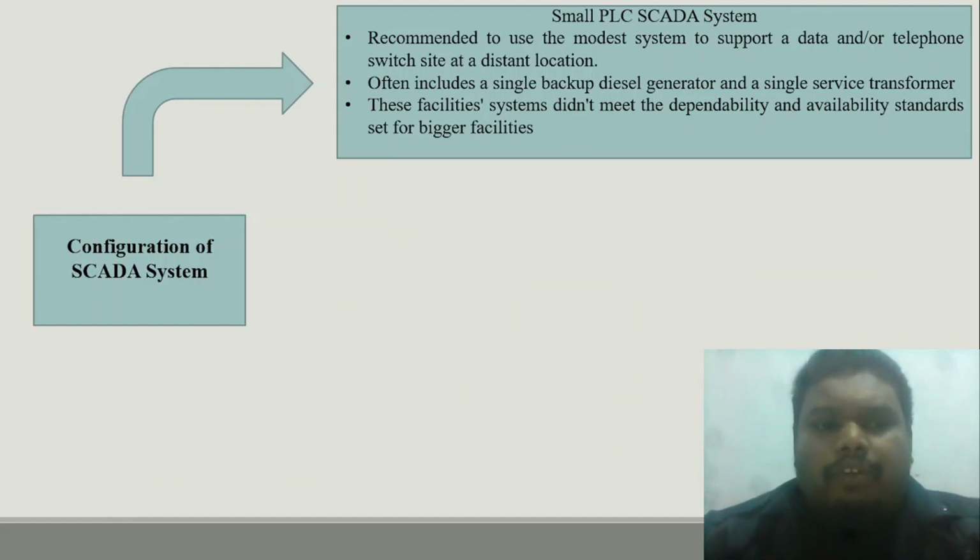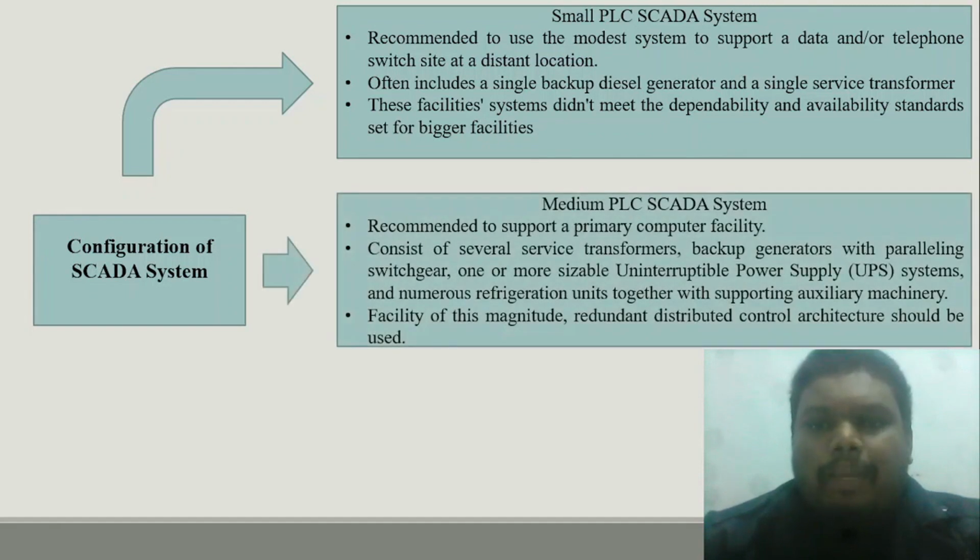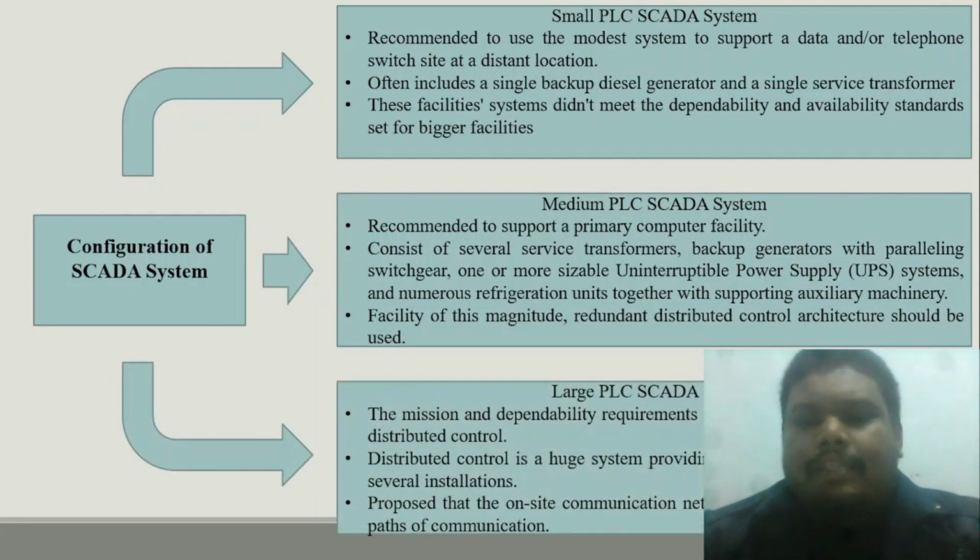Next, the configuration of SCADA system. There are three configurations, which are small PLC SCADA system, medium PLC SCADA system, and large PLC SCADA system. For the small PLC SCADA system, it is recommended to use the model system to support a data switch site at a distant location. It often includes a single backup diesel generator and a single service transformer. This facility system didn't meet the dependability and availability standards set for bigger facilities.